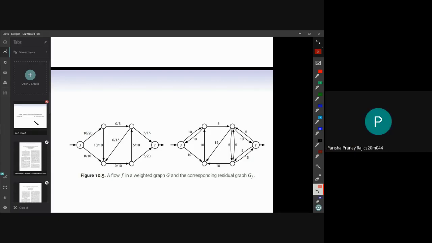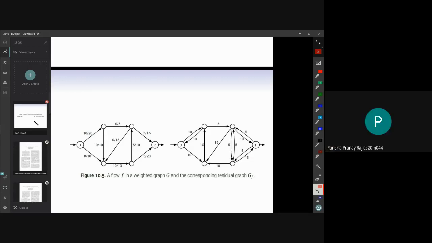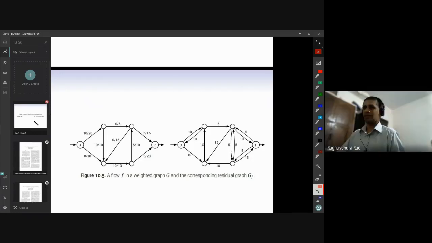I think I'm getting confused unnecessarily. Are you worried about the terminology? No, I'm not worried about the residue. I'm worried about this part: what is the intuition, and why does this work? Because it needs to have some intuition, right? I was thinking there should be some intuition behind constructing this residual graph and then going to the augmented graph.